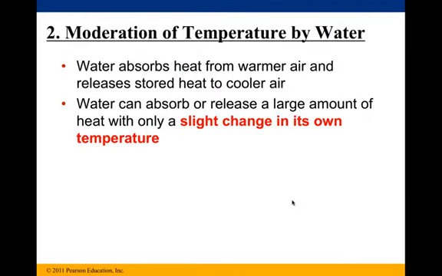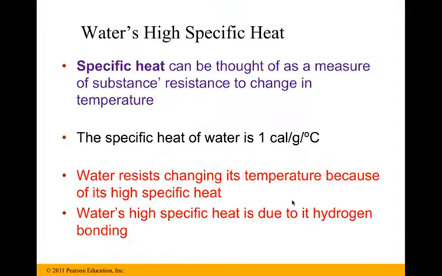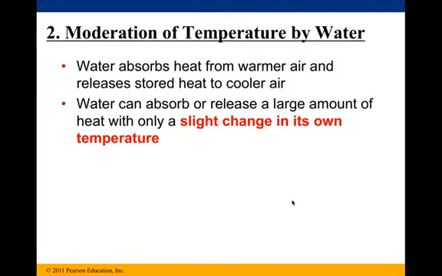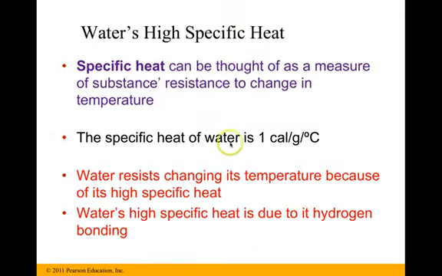Second property of water, moderation of temperature by water. Water absorbs a lot of heat during daytime when the sun is shining on Earth, and it releases this heat during nighttime when the Earth's temperature is low. This property of water, being able to absorb heat and release heat, is again because of hydrogen bonds. How is it due to hydrogen bonds? We'll see that in following slides, but for now let's look at a property called specific heat.